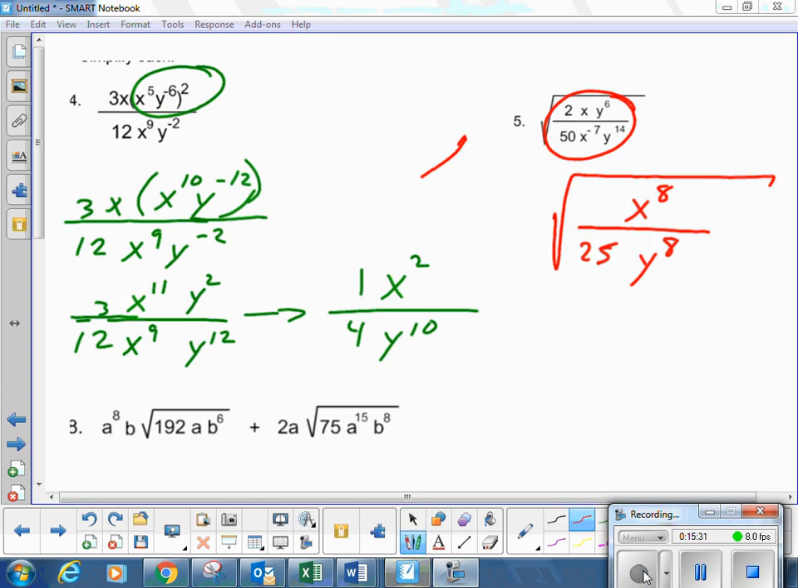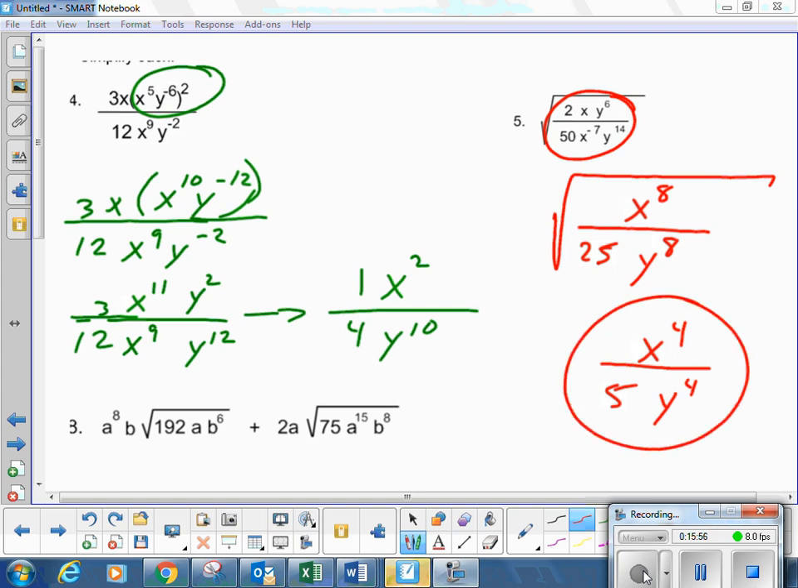Okay. Now I've reduced everything I can inside the radical, and I think that now taking the square root of these pieces isn't really so bad. When I take the square root of the top, I end up taking half the exponent, giving me x to the 4th. When I do the bottom, I actually take the square root of 25, meaning 5 times 5. And when I take the square root of this, what times what will give me y to the 8th? Well, y to the 4th times y to the 4th will give me y to the 8th. And that's the answer to the question. That's number 5.